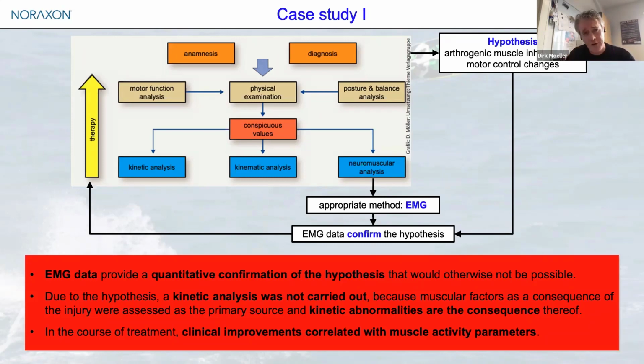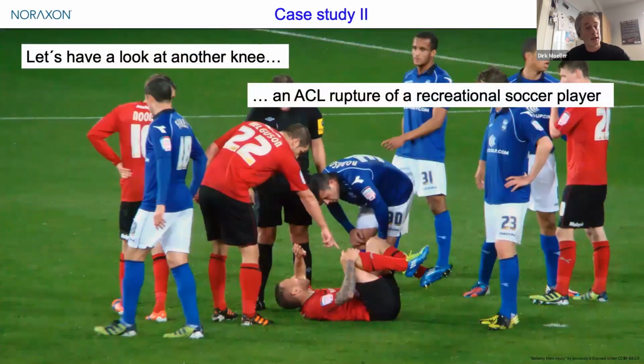Okay, this was the first case study, just to get an idea of how I like to work with this multi-level model. So it's a clear red line that I can follow to get a good idea which kind of assessment I use, and we see I've got a lot of very important information. Otherwise, that won't be possible. Okay, so let's have a look at another knee. Now it's an ACL rupture of a recreational soccer player. He's not a professional, just a soccer player, just in the evening with his friends.